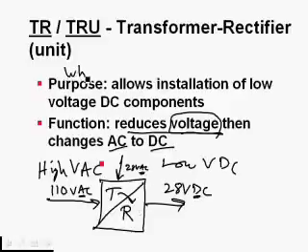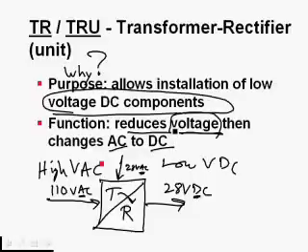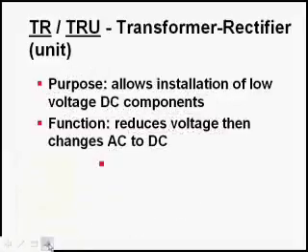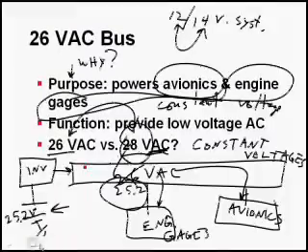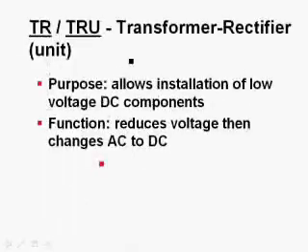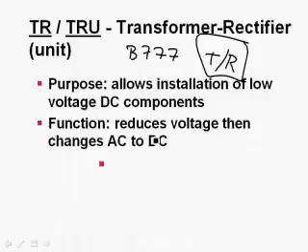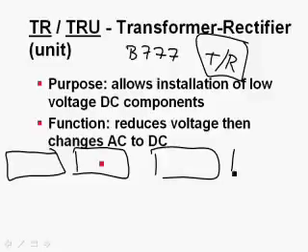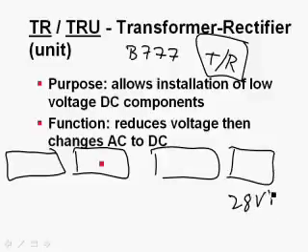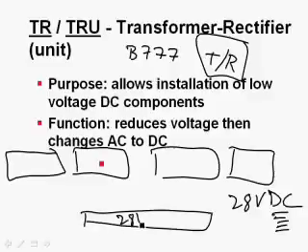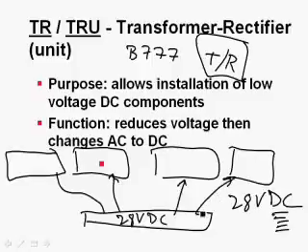So why do we have them on board? I showed you in that last slide. It allows us to have low voltage DC components. For instance, on a Boeing 777, it uses transformer rectifiers to power the pilot displays in the cockpit. The pilot displays in the cockpit run off of 28 volts DC. So what we need is a 28 volt DC bus to feed these things, and which works out fine.